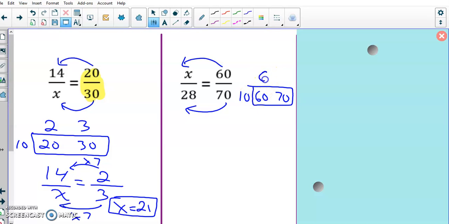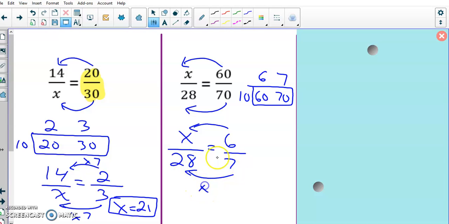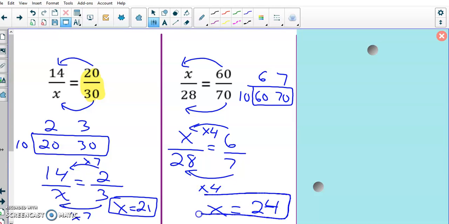60 divided by 10 is 6. 70 divided by 10 is 7. So I have x to 28 equals 6 to 7. Going towards my variable. 7 to 28 is getting larger, so I'm multiplying. 7 times 4 equals 28. 6 times 4, so x equals 24. And that is our answer, x equals 24.